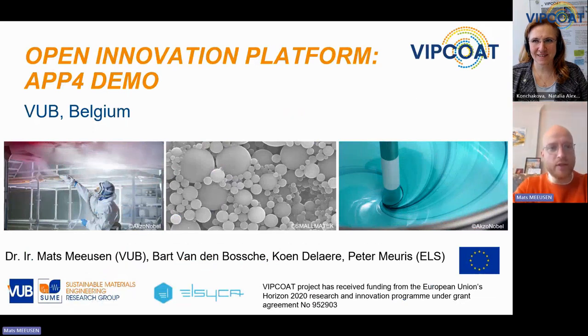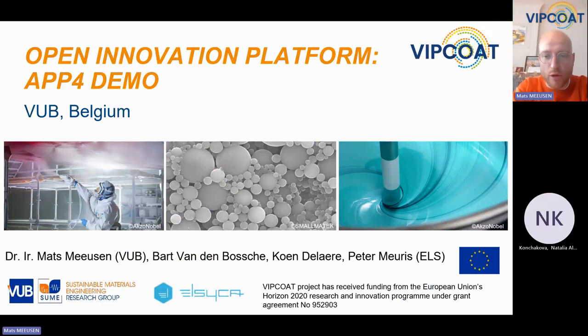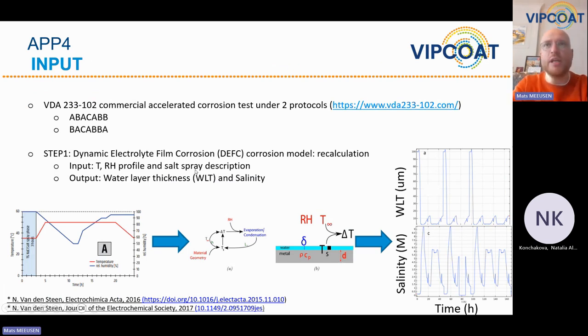I will now present the introduction to App 4. App 4 is developed as an extension of App 3, in collaboration with Elsica and the VUB. It is an extension of App 3, meaning that we make the transition from a static water layer to a dynamic water layer, and as such make the first step in order to predict accelerated corrosion tests and how a system behaves under dynamic water conditions.